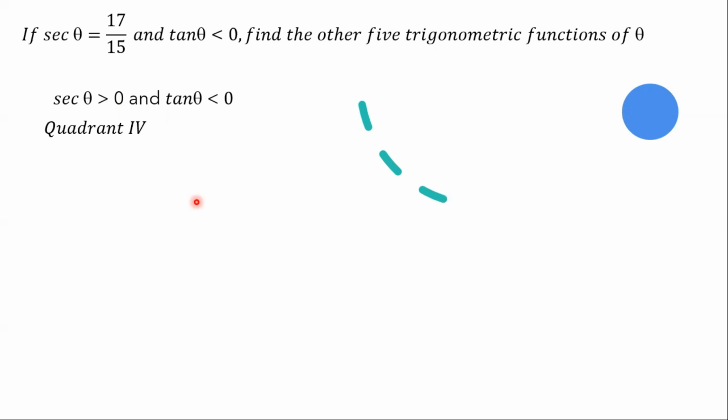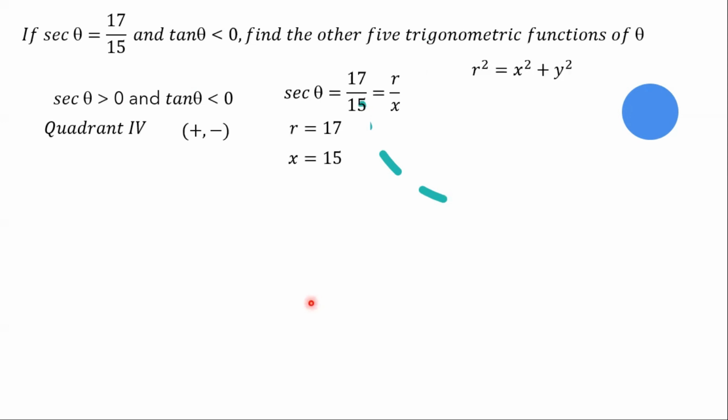Since it is on the fourth quadrant, x is positive, y is negative, and r is always positive. Since the given function is secant, and secant is r over x, r is 17 and x is 15. So let us solve for y. Okay, r is 17, x is 15.